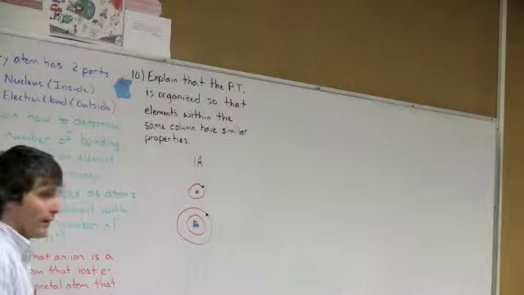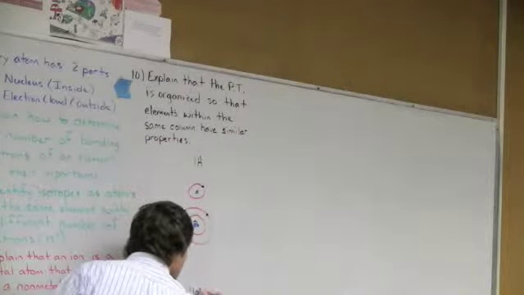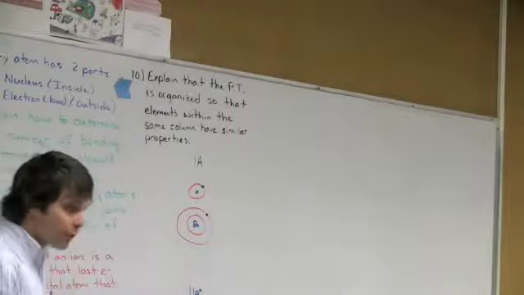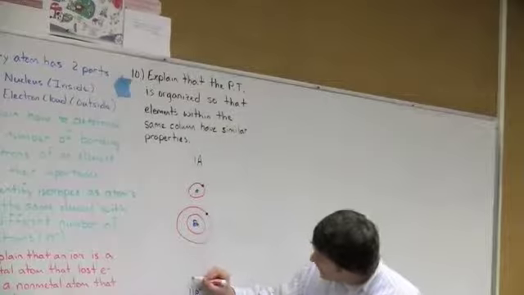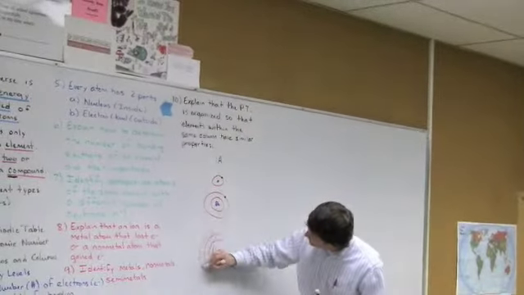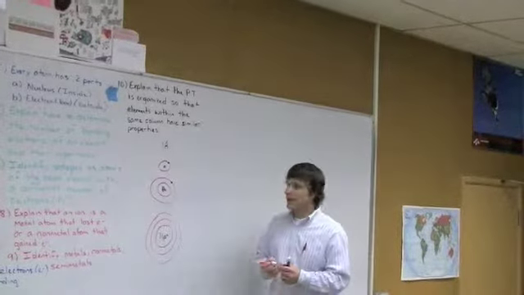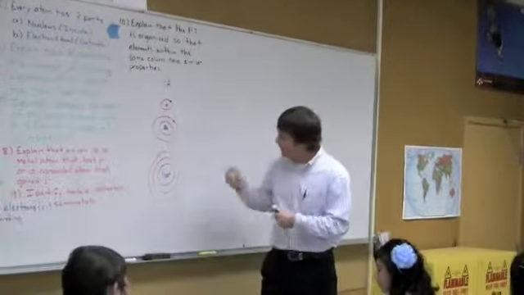We'll go one more. Next guy, 11 protons in the nucleus, 3 energy levels. But what you will notice about this atom is it also has one electron on the outside. One valence electron or one bonding electron.